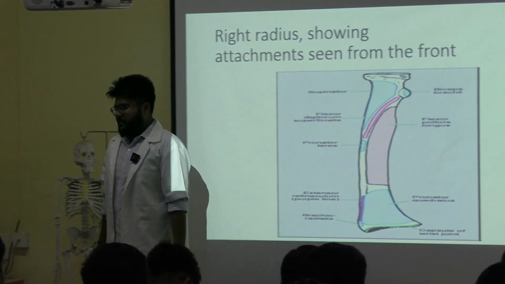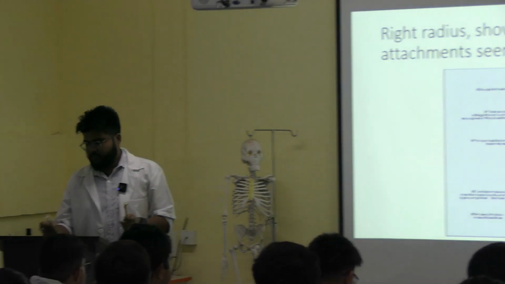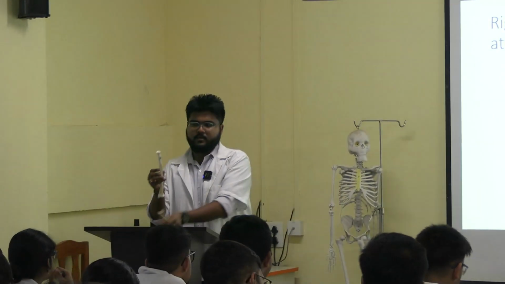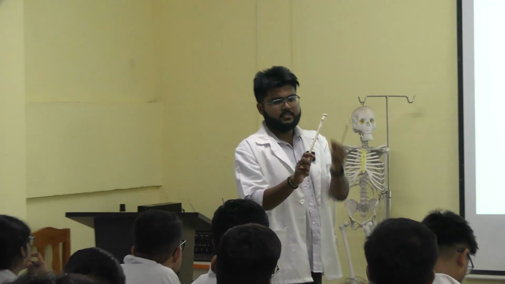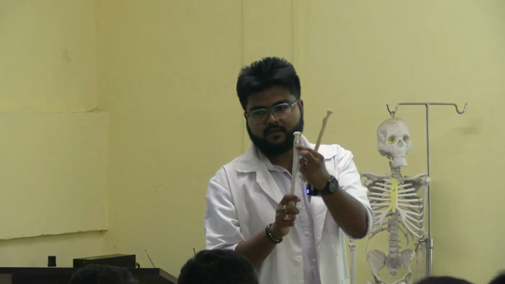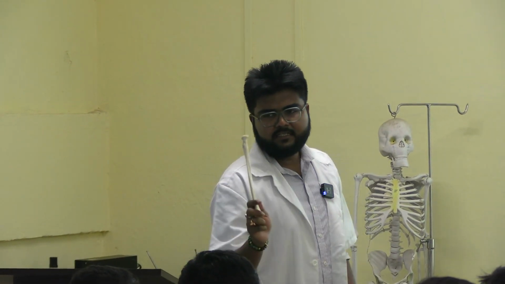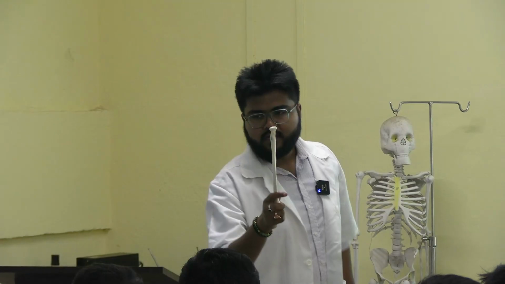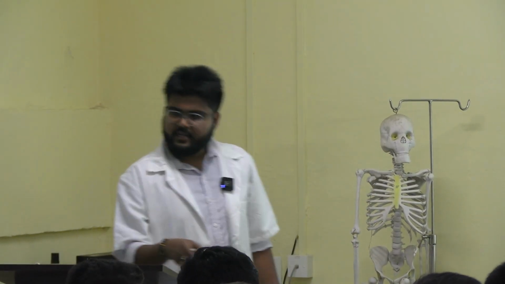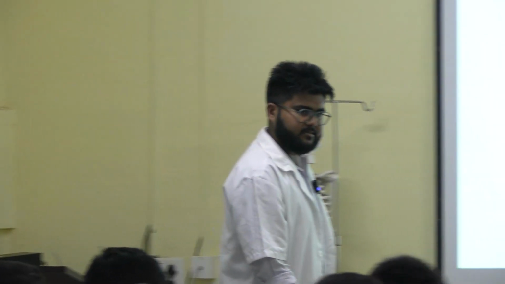In the OSPE exam, these things were given in previous exams. Here you can see this is the radial tuberosity. The question is: identify the marked area and name the muscle attached here. The answer is the radial tuberosity and the biceps brachii muscle.